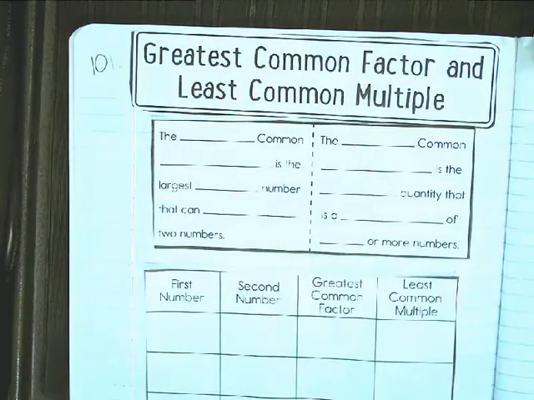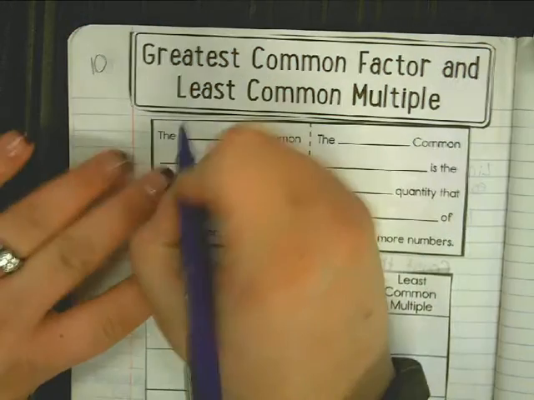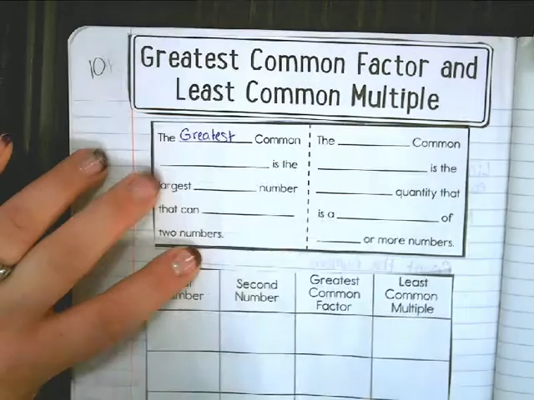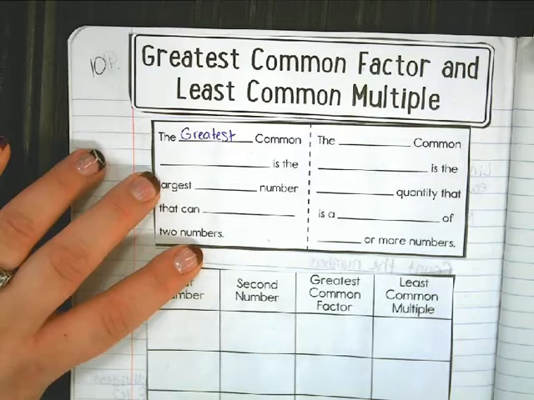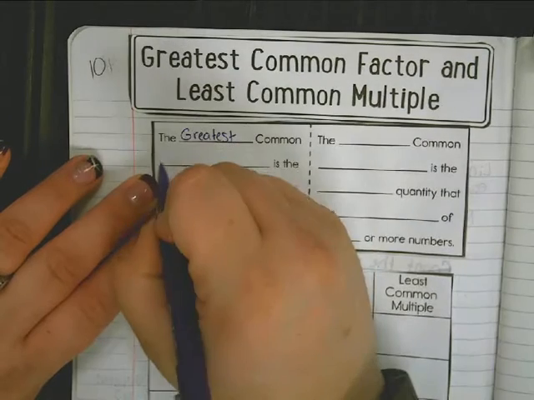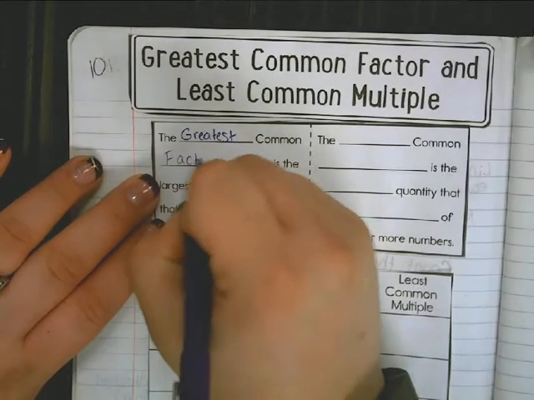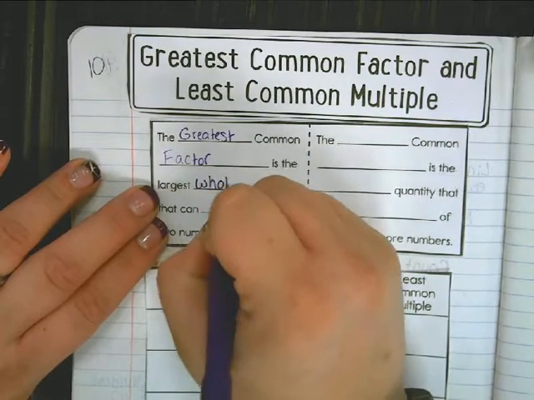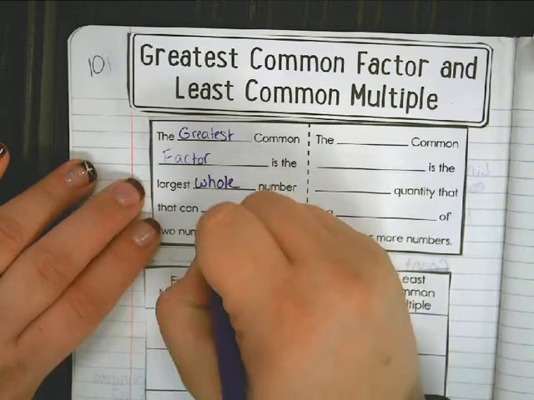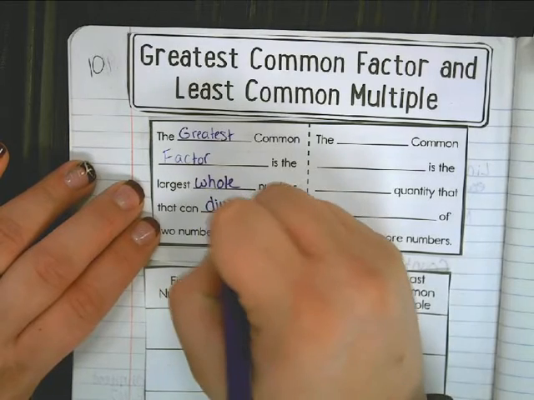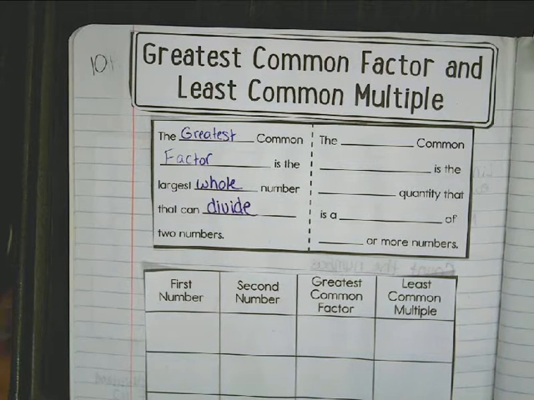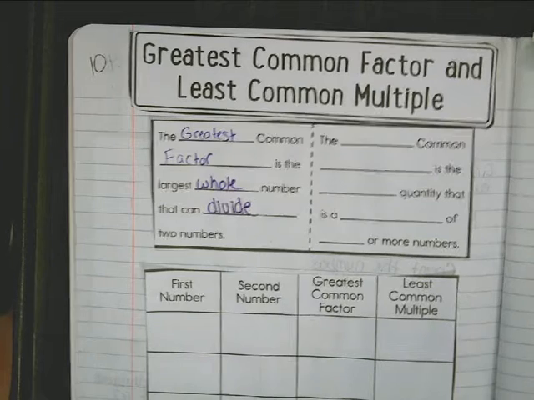Hey, so under the first part, the greatest common factor is the largest whole number that can divide two numbers. So the greatest common factor is the largest whole number that can divide two numbers.